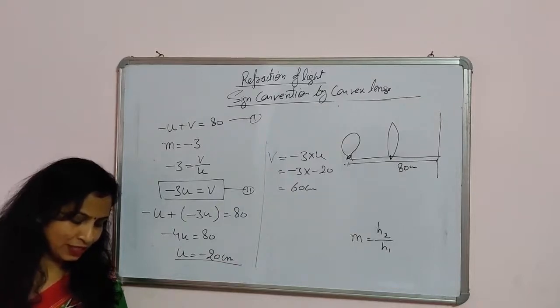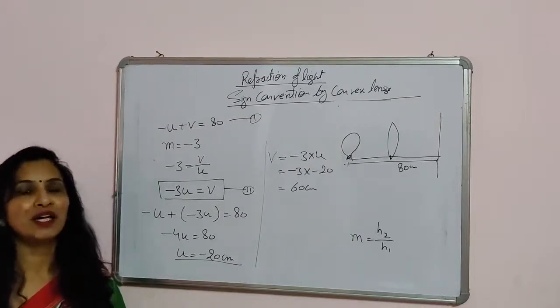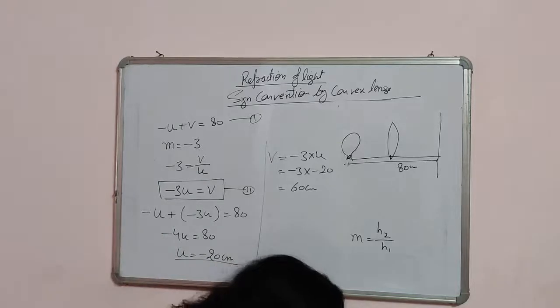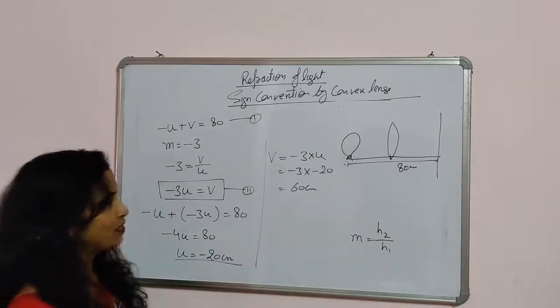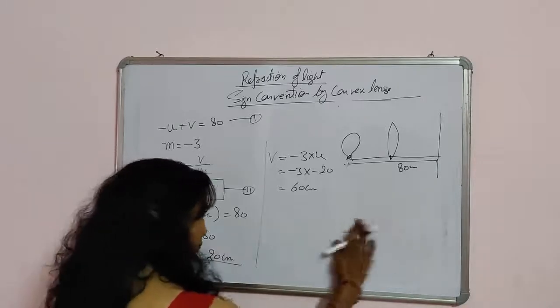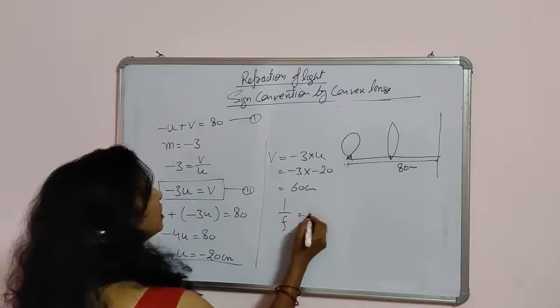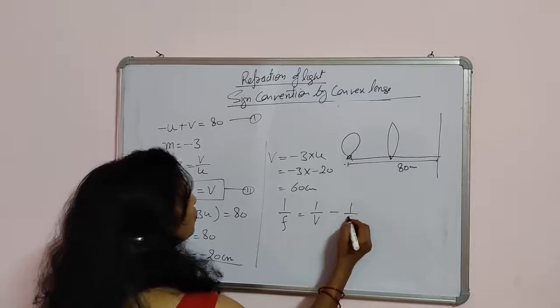Now you know the formula for finding the value of focal length. In this question, you also find the focal length of the lens. For finding the focal length, we will use the lens formula. What is the lens formula? It is 1 upon f is equal to 1 upon v minus 1 upon u.